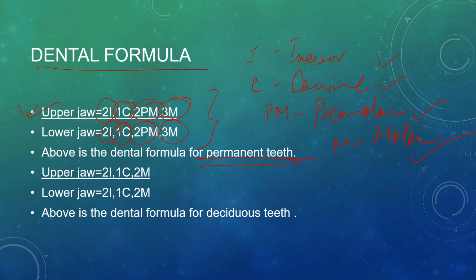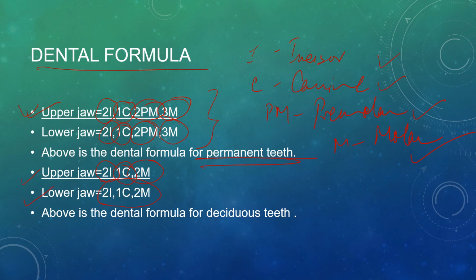Now let us come to the deciduous teeth, or the teeth which we call the milk teeth. So there are 2 incisors, 1 canine and 2 molars. So they don't have any premolars. When it comes to the deciduous or milk teeth, they do not have any premolars. 2 incisors, 1 canine and 2 molars, in the upper as well as in the lower jaw.